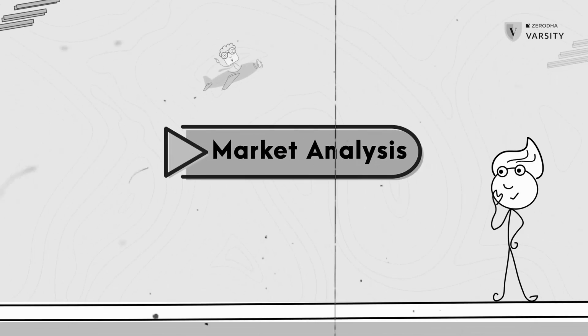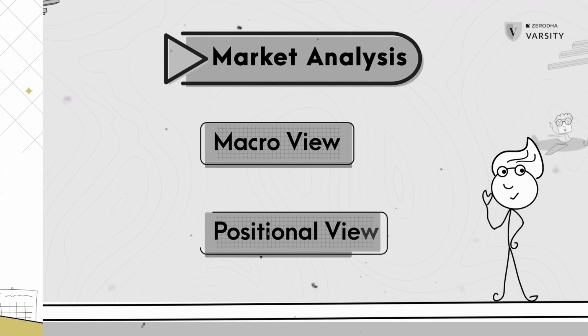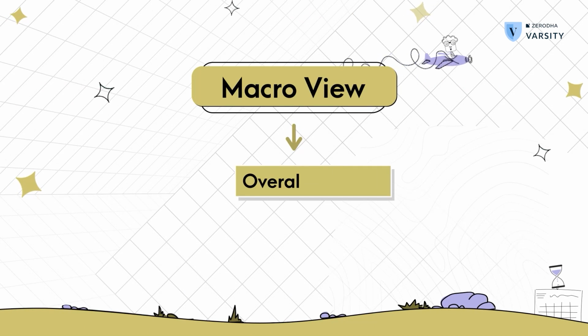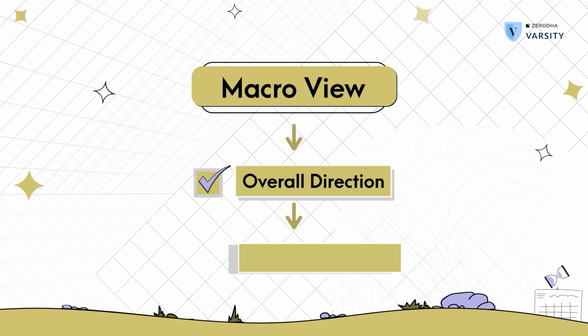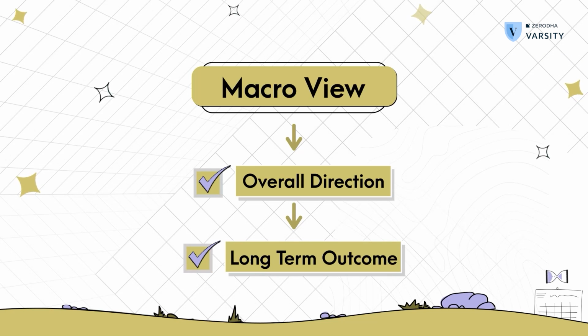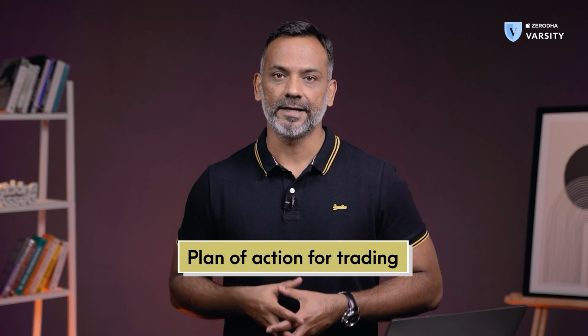In the previous video, we laid down a template to develop a macro view. A macro view helps us understand the overall direction in which the market is moving and helps us prepare for the long-term market outcome. But for the short-term view in the market, we need to develop a positional view. A positional view helps you prepare a plan of action for the immediate trading session.